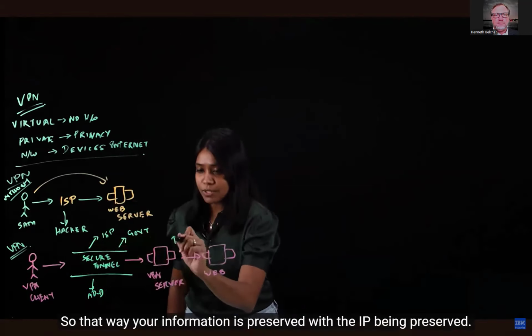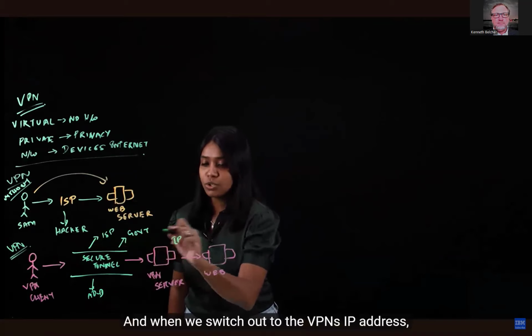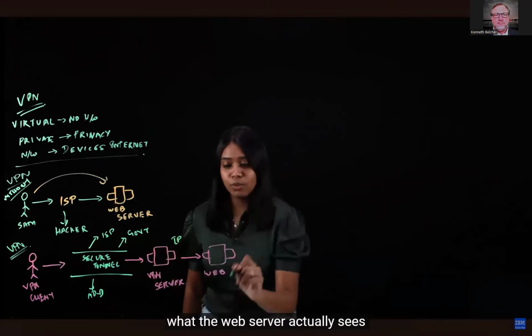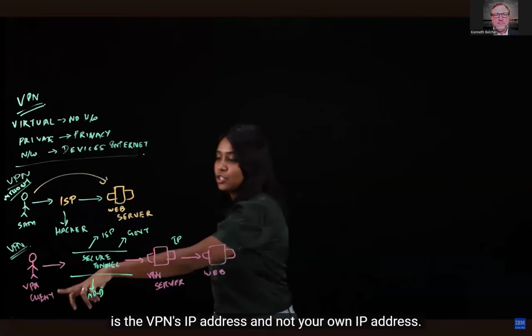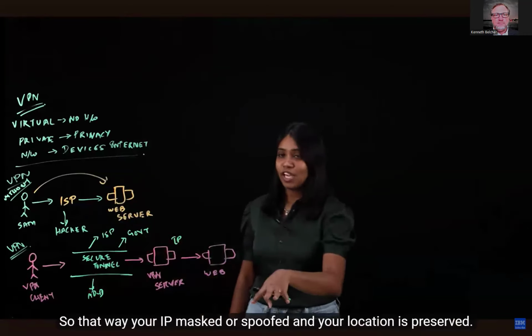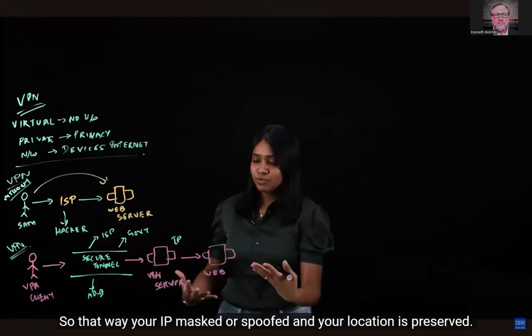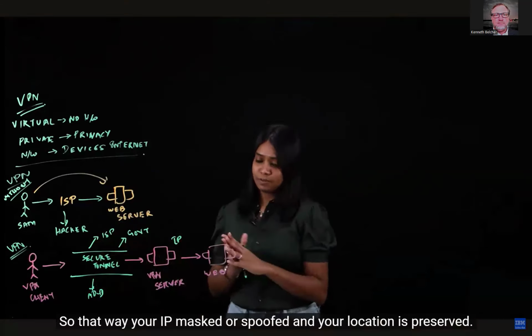With the IP being preserved, and when we switch out to the VPN's IP address, what the web server actually sees is the VPN's IP address and not your own IP address. So that way, your IP is masked or spoofed and your location is preserved.